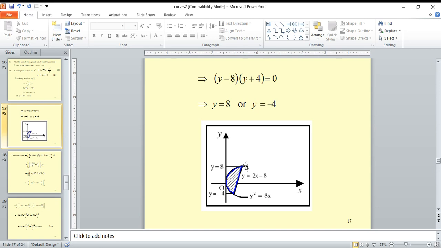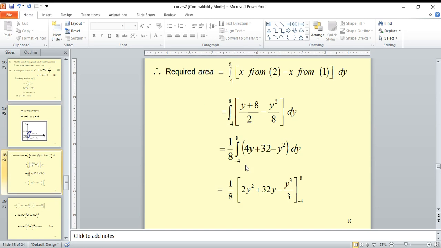We get the limits y equal to 8 and y equal to minus 4. Lower limit is minus 4, upper limit is plus 8. Apply: required area equals integration from minus 4 to 8 of (x1 minus x2) dy. The x from the upper curve, the straight line, is x equal to (y plus 8) by 2, and from the curve, x equal to y square by 8, into dy.